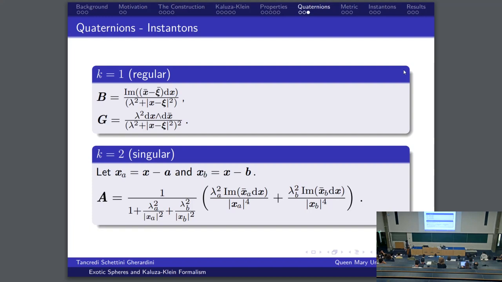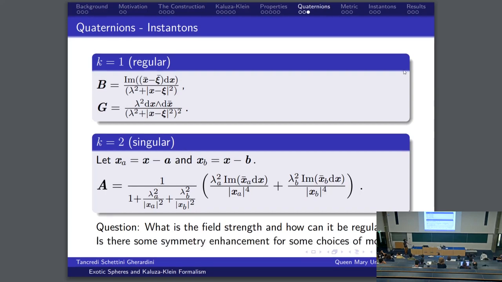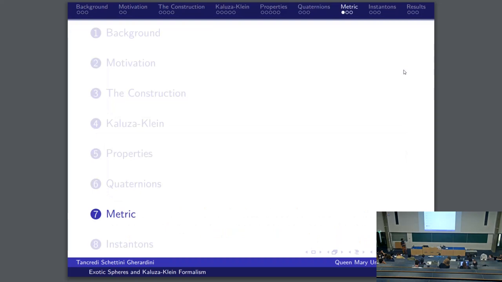For K equals 2, we have more moduli. So now the moduli are at both positions A and B, and there are two sizes, lambda A, lambda B. The expression is still not very easy, and more importantly, it comes in the singular gauge. Now, we have two natural questions after seeing this expression. One of them is, can you calculate the field strength? What does it look like? And the second one is, can we regularize it? Because it's very easy for K equals 1, but it's not that trivial for higher winding instantons. And another one is, can we choose a specific point in moduli space so that this thing becomes nicer, more symmetric in a way?